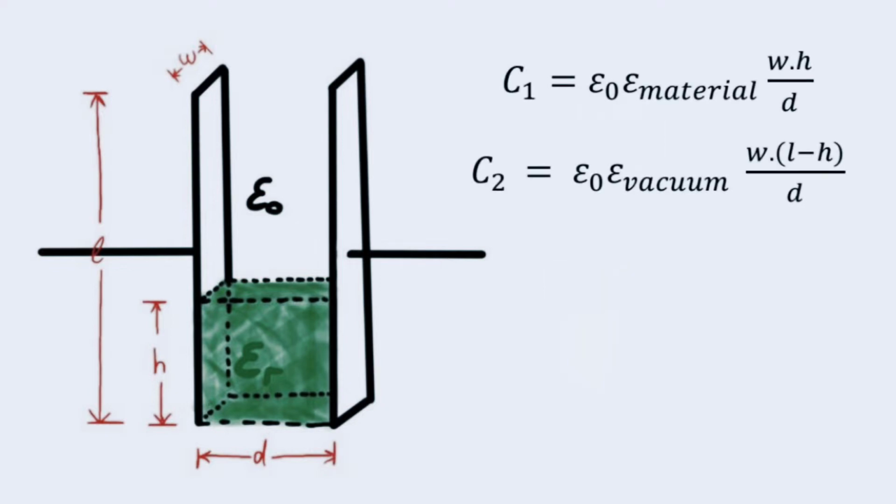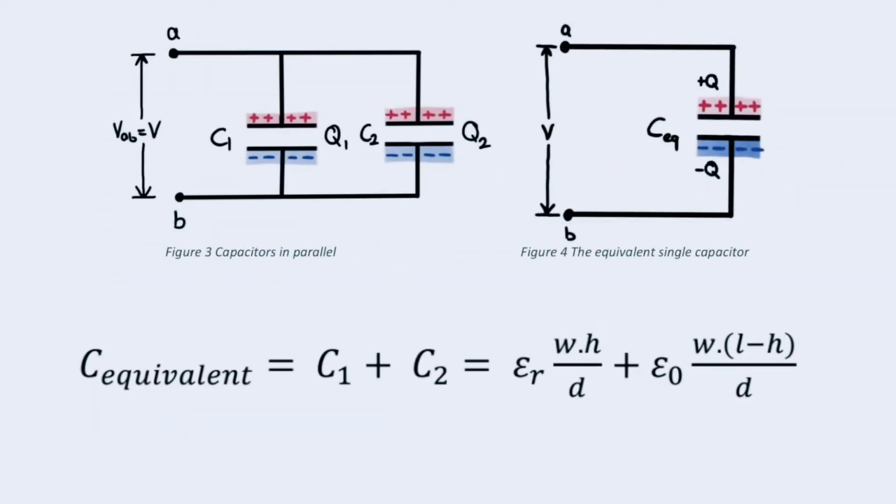C1 will be calculated with this formula, and C2 will be calculated with this formula, where W is the width of the plate, H is the height of the material, and L is the length of the plate. Equivalent capacitance will be equal to the sum of these two capacitances, and this gives us this formula.